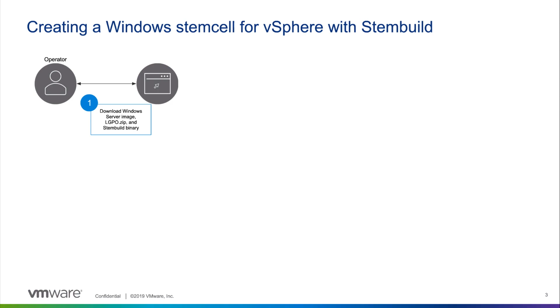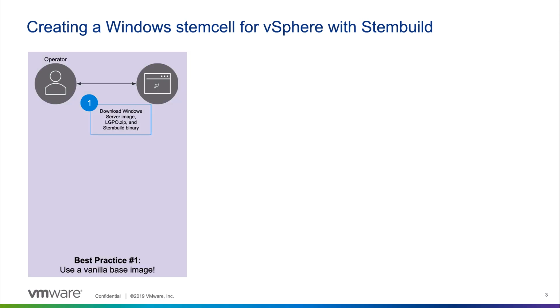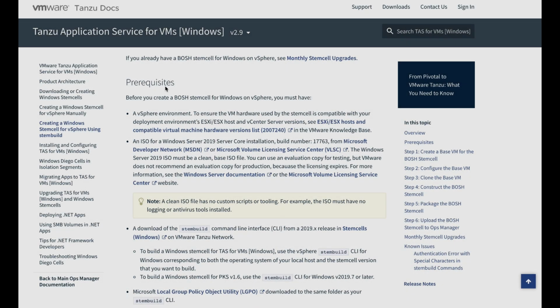Here's where our first best practice comes in. Use a vanilla base image rather than an internal golden image or an image with any customizations baked in. This first best practice will ensure that your build process is supportable, and should you have any issues creating and deploying stem cells, VMware support engineers can recreate your experiences and reproduce any issues you may have. We'll often see long-running painful issues resolve themselves once a golden image is replaced with a plain base image. Customized images are not officially supported by VMware.